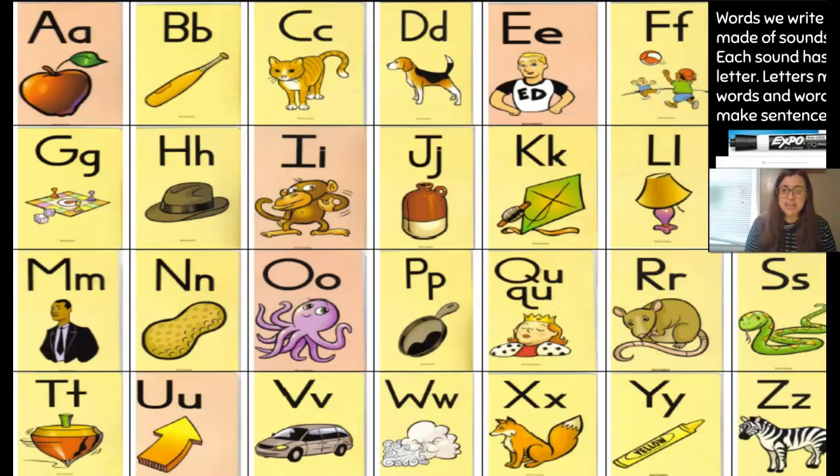end sound of it. So if I say Anderson, Anderson, I can hear Anderson. I hear an A at the beginning, and Anderson, I hear an N at the end. So your teacher's going to pause the video and you're going to practice doing your beginning and your ending sound with your first name.